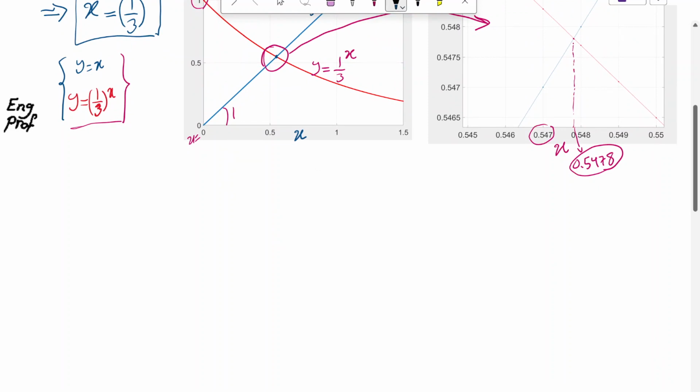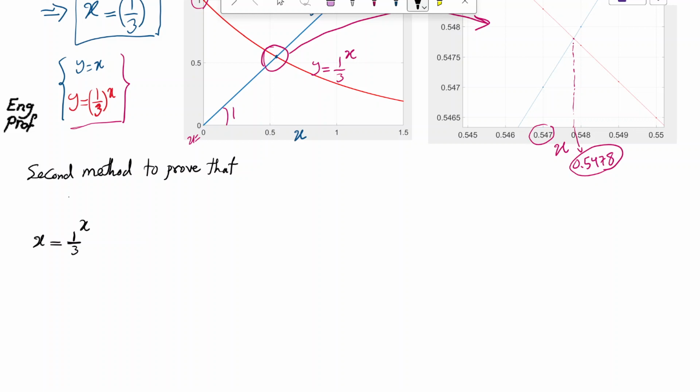So I'm going to show the second method to prove that x to the power 1/3 to the power 1/3 to the power, so we got to the point that infinite tetration became this one. So, the second method to solve x equal to 1/3 to the power x.